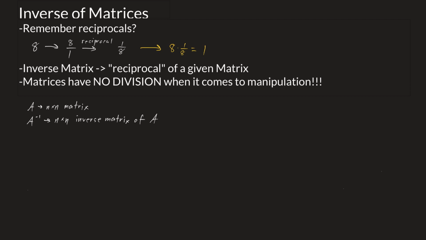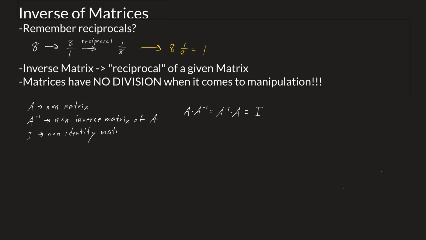Now that we have that out of the way, we have this relation: matrix A times the inverse matrix of A is the same thing as the inverse matrix of A times the actual matrix A. That will give you this n by n matrix, which we call the identity matrix, and we denote that with a capital I. So I here is an n by n identity matrix.